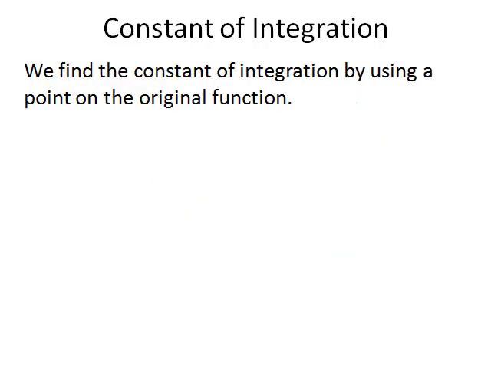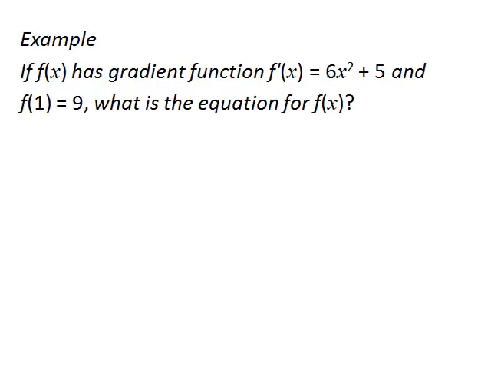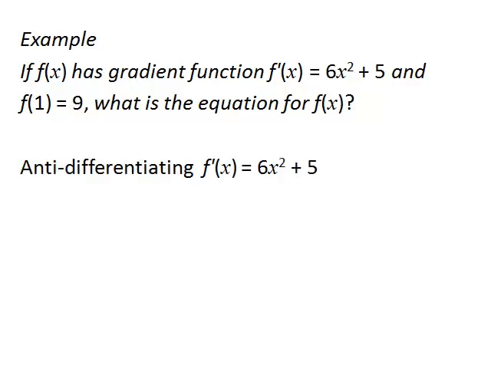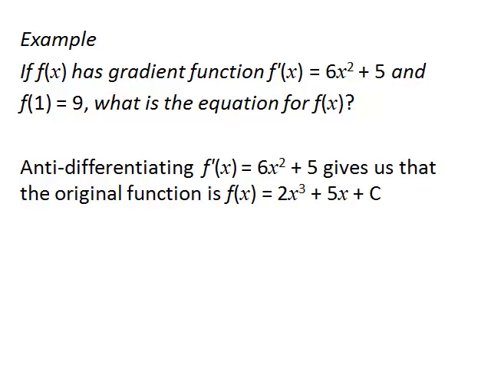And we find it by using a point on the original function. Here's an example. If we're given a gradient function for a function, 6x squared plus 5, and we are told that f of 1 is 9, what was the original function? Then we anti-differentiate because we've started with a gradient function, and we recover our original function. It's 2x cubed plus 5x plus c. Add 1 to the power and divide by 3. Add 1 more power and divide in this case by 1, and there's our c.